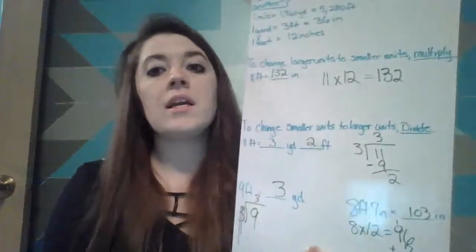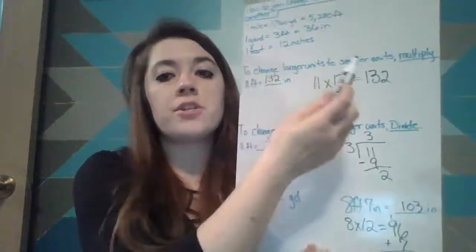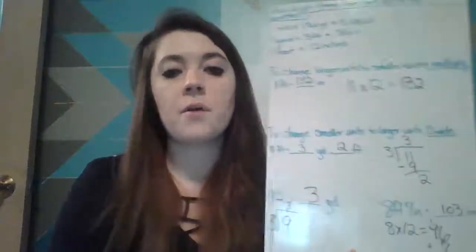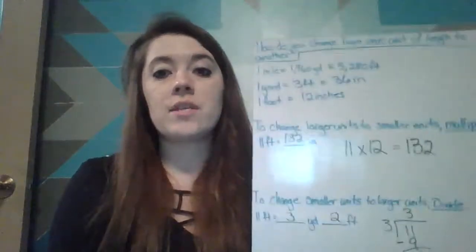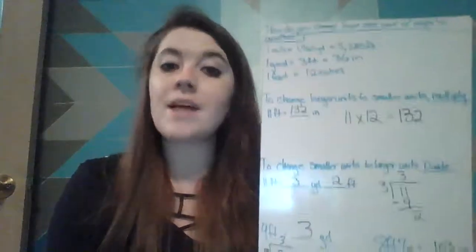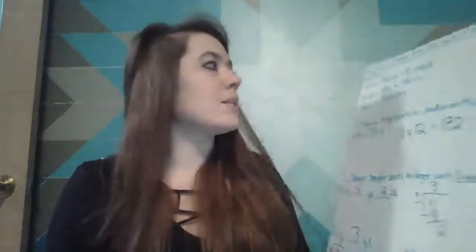So key thing here is when we're going from larger to smaller, you multiply. When you're going from smaller to larger, you divide. So we're going to keep seeing this. So this is when we're dealing with customary units of length. So this is looking at length.